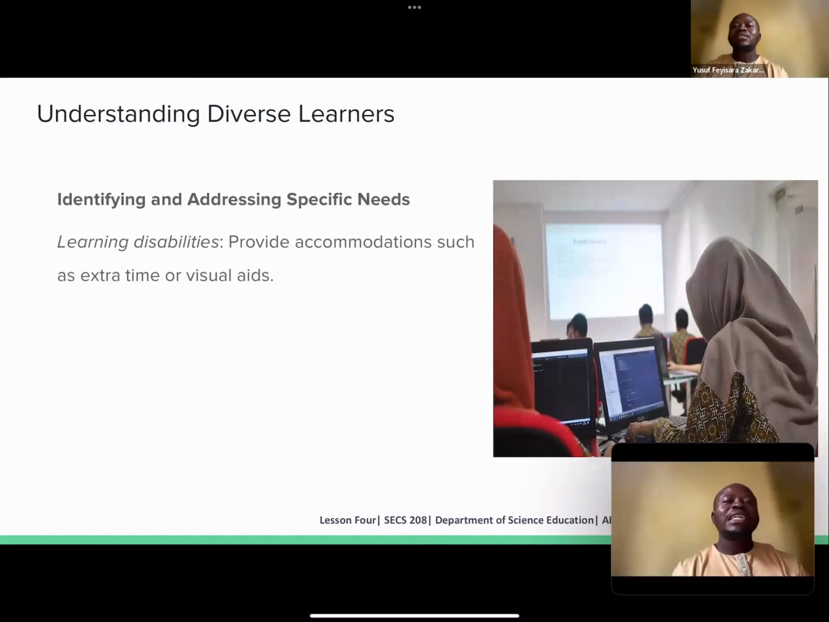Then we talk about identifying and assessing specific needs of your students. You need to look at students with learning disabilities. You need to accommodate them in your class. Give them extra time. Give them visual aids. Show them pictures, show them videos. Let them have podcasts of your lesson. They can listen to it. If you cannot watch videos, you can listen to lessons, and then you provide that opportunity.